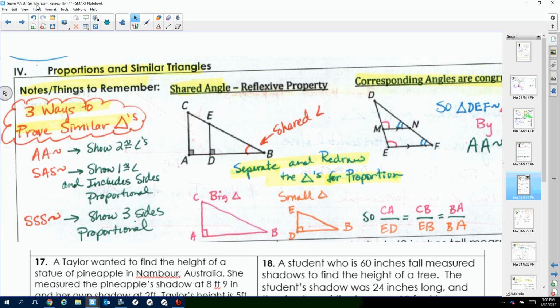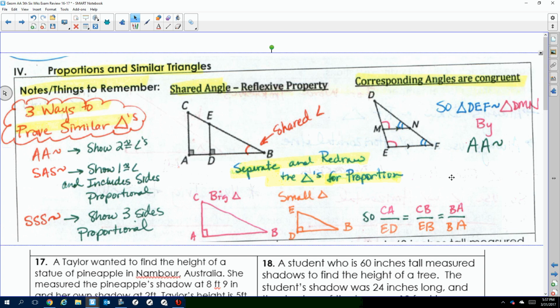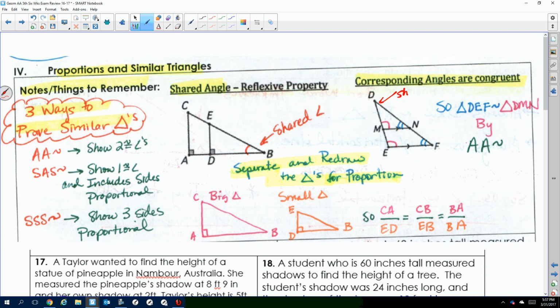When you see triangles that have a shared angle, like angle B here is shared, separate and redraw the triangles for your proportions. So I did the big triangle, that's the whole triangle, compared to the small one inside to the right, okay? And you could do this also with corresponding angles. Again, we have a shared angle.